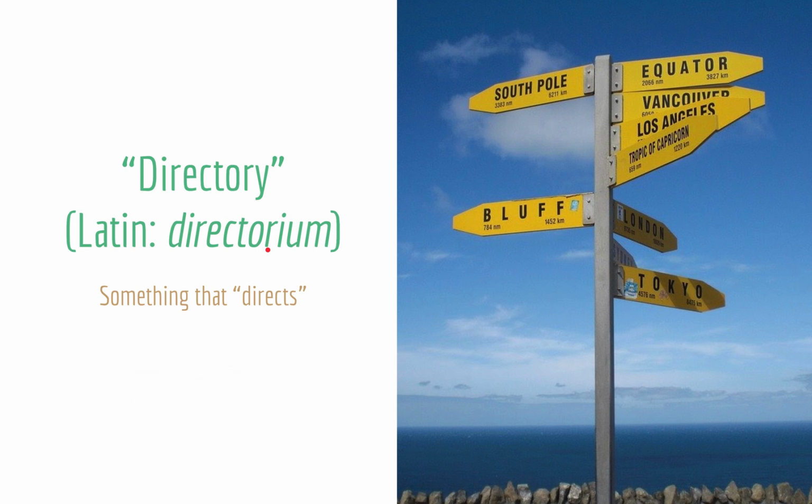The image on the right is chosen to emphasize the idea that a directory is just a pointer that will guide you to a specific destination. In our case, the destination is a file. The signpost in the picture tells you which direction to take to go to Vancouver, Los Angeles, and so on. So the city of Los Angeles itself is not in the directory. The city of Los Angeles is outside of the signpost.